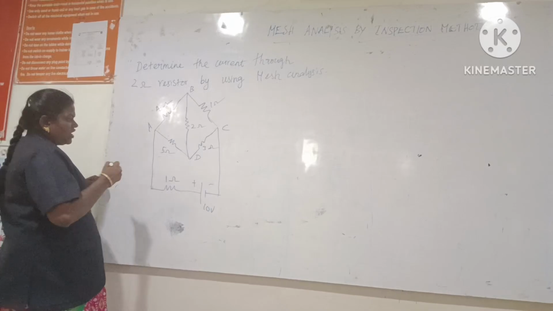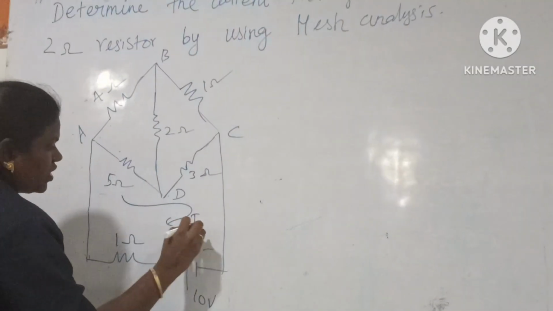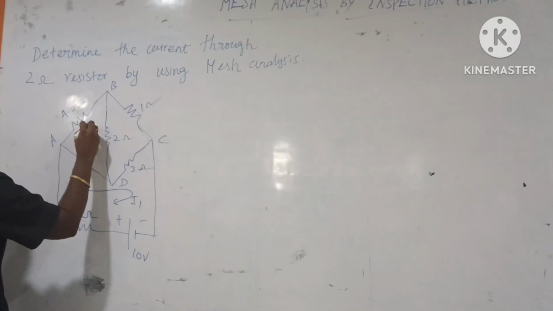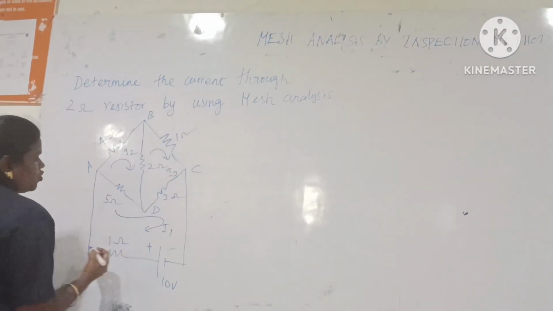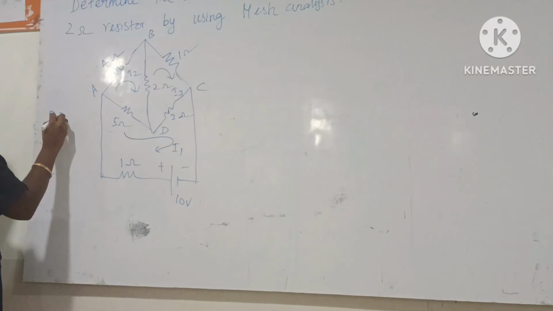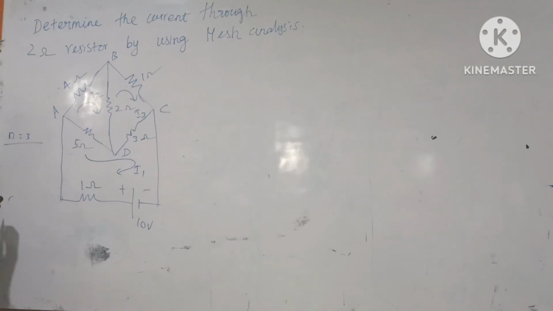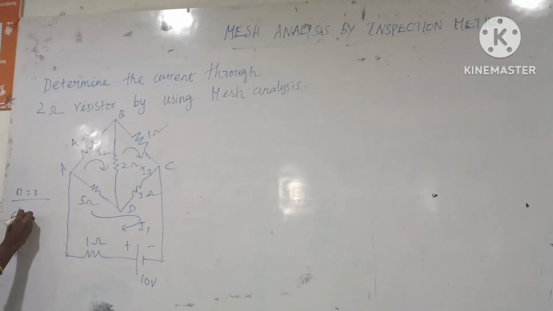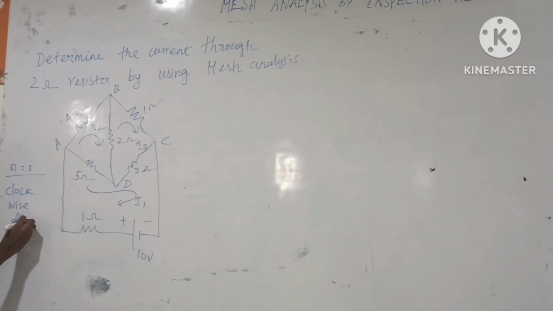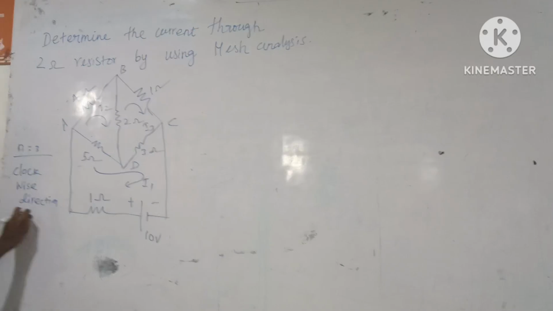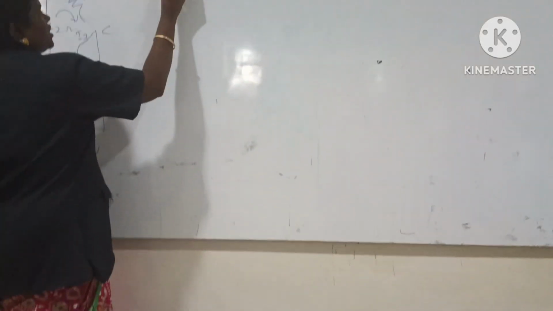First step, you have to find the mesh currents. This one is I1, this one is I2 and then the I3 current. So 3 loops, number of loops equal to 3. I1, I2, I3 are all in clockwise direction. So you have to write the matrix equation, the matrix formation for this mesh analysis method.